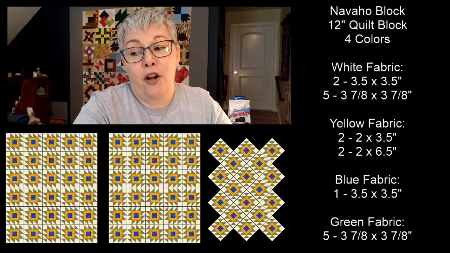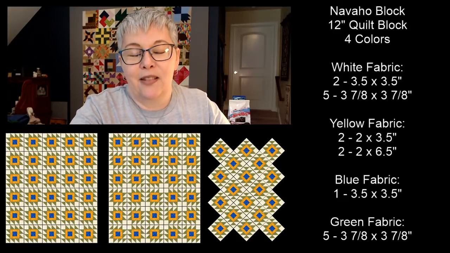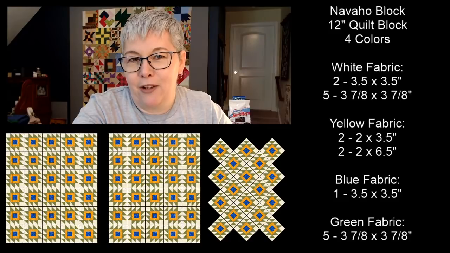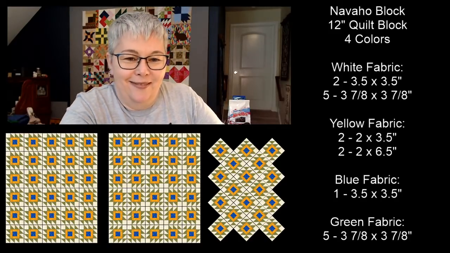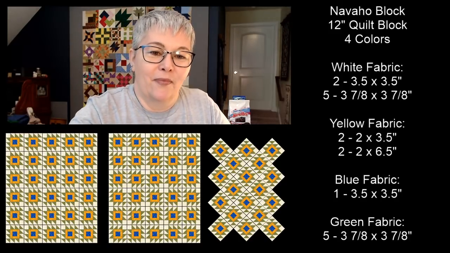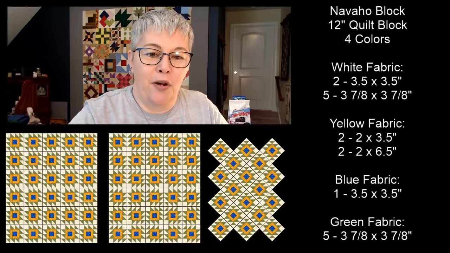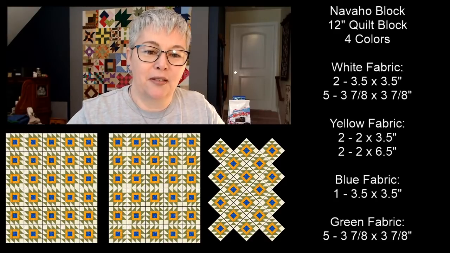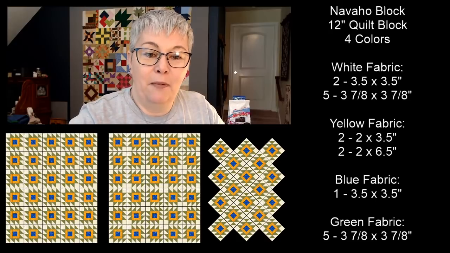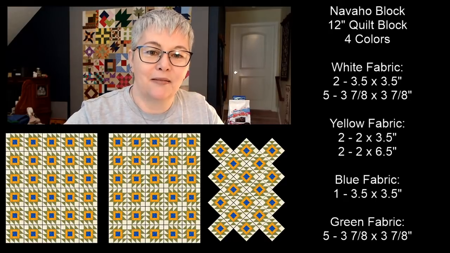Some of our blocks are kind of hard. Some of them just look harder than what they actually are. Ooh, Sherry says you could do ombre with the half square triangles and a family color. Yes.